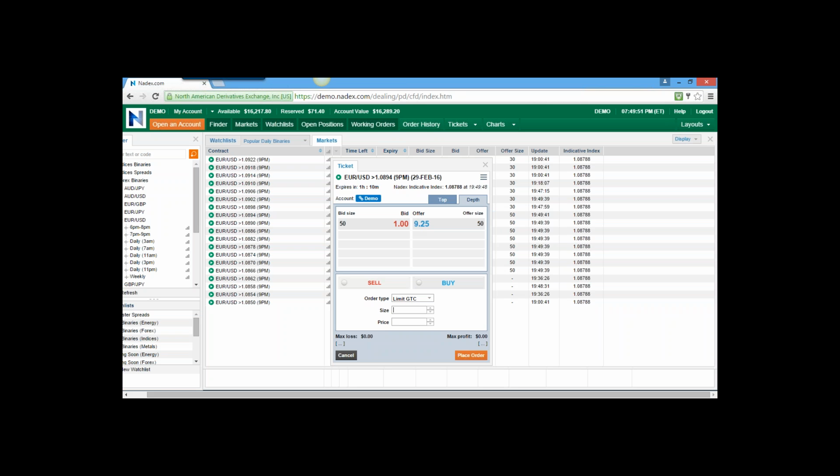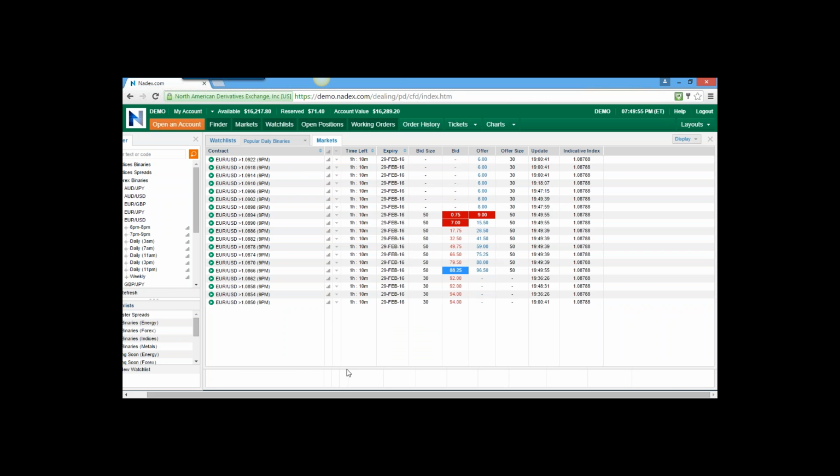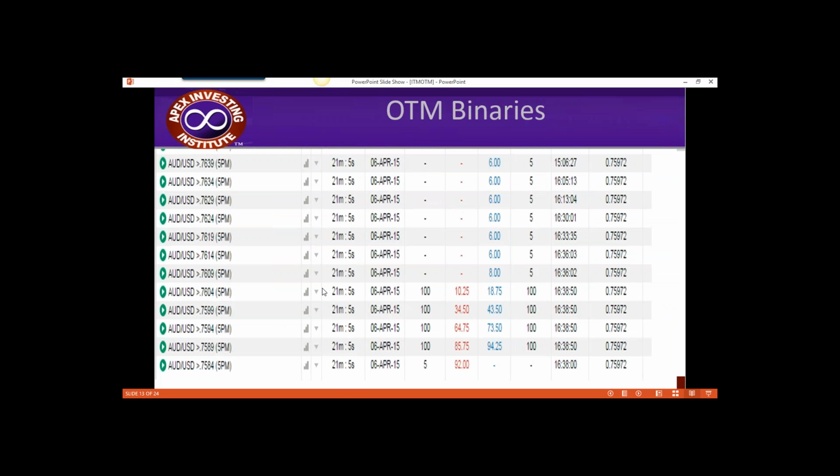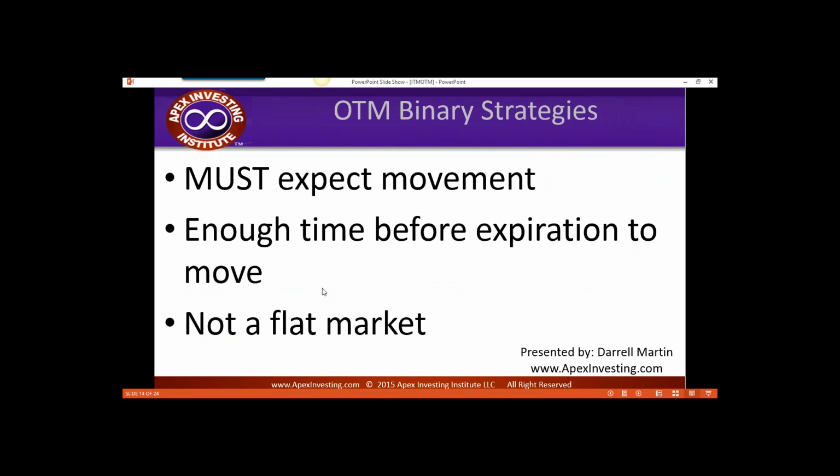Yeah, Paul, I'm sure there are. Sure there are. Yep. Okay, so any questions in general about what we just covered there about out of the money binaries? Again, to trade those, you must expect movement. You must have enough time before expiration to let it move. And you don't ever want to trade those in just flat markets.